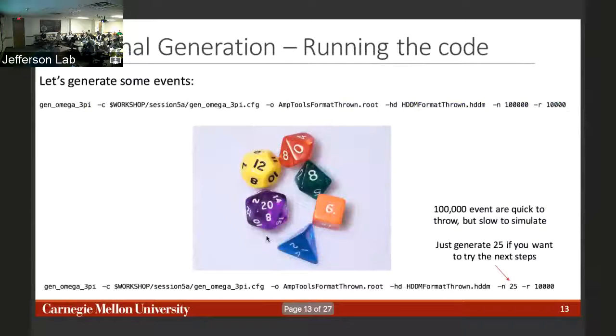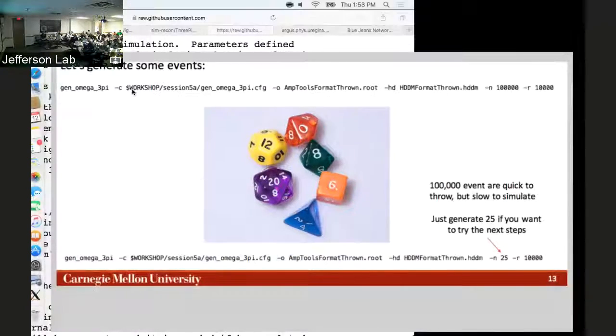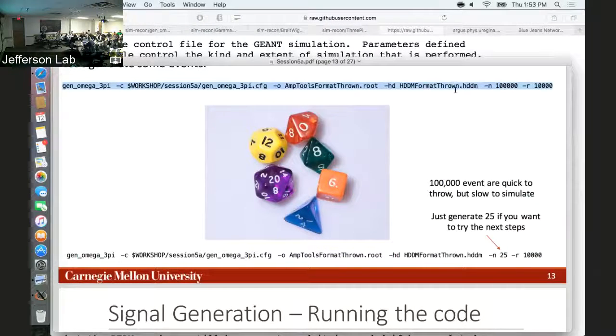So the first thing to do is to generate the events. The generation is pretty fast because all you're doing is throwing the 4-vectors according to these. So let's try it and hope that it works. If I want to just throw 100,000 of these, basically I have the name of the program, the configuration file I want to use, the output file. This will be the thrown 4-vectors in the AmpTools format that I'll talk about a little bit later. And then -HD will put out an HDDM file. The HDDM file is in a format that can be read in by our simulation software and then used to do the simulation.